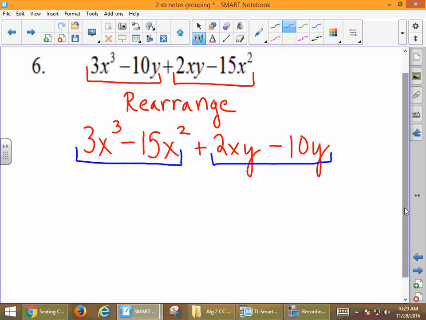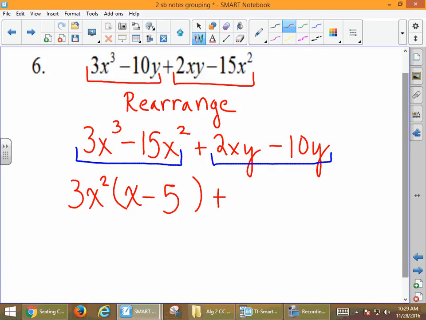So we look at this one, and between 3 and 15, what's in common? What's the biggest number that goes into both? 3. What about the exponents on the x? The x squared. We take the smallest exponent. The biggest number, the smallest exponent. Well, 3x cubed divided by 3x squared is 1x. By the way, we had 3 x's. We took out 2 of them, which means that we have 1 left. 15x squared divided by 3x squared is 5. We had 2 x's. We took them both out.